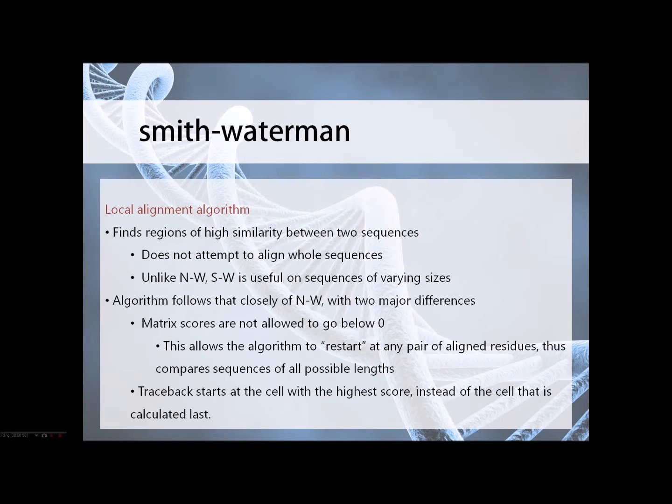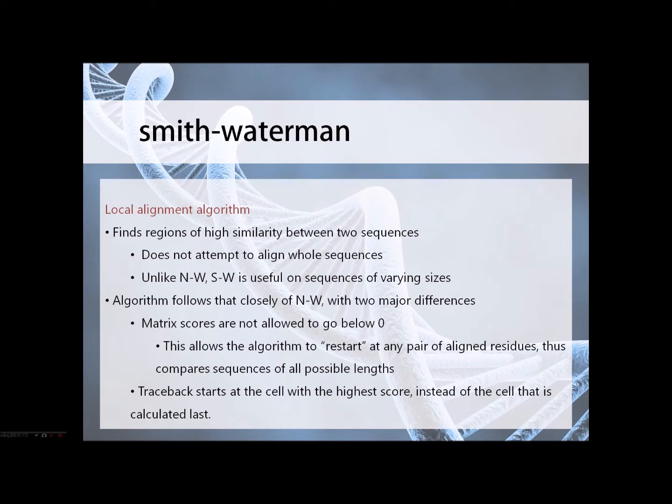There are two major modifications within the SW algorithm that differ it from the NW algorithm. The first is that the matrix scores are not allowed to go below 0. This allows the algorithm to restart at any pair of aligned residues, so it's able to compare subsequences of all possible lengths. The second difference is that traceback starts at the cell with the highest score instead of the cell that is calculated last.